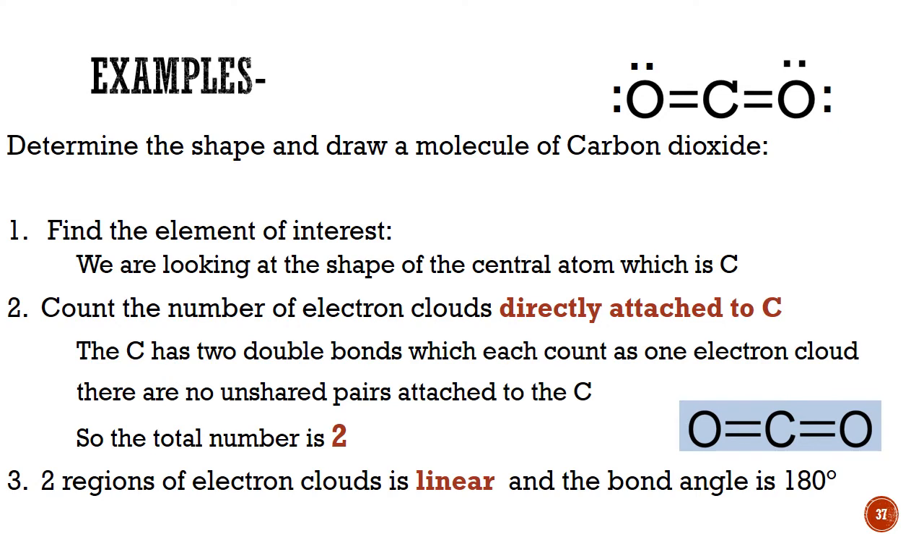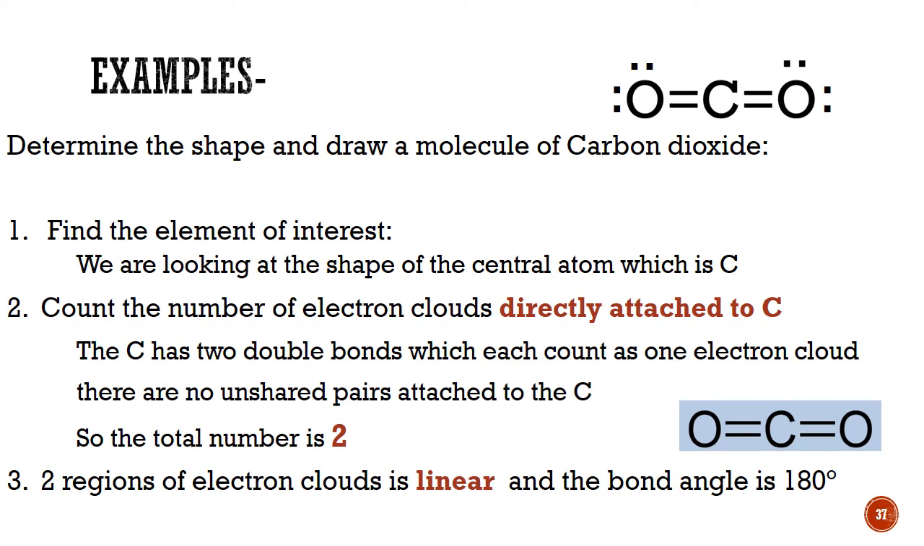If we look at CO2, we want to, first of all, find the element of interest. That's always the one in the center. So we're looking at the carbon. So we only want to look at electrons directly attached to the carbon. Count the number of electron clouds. Well, there's a double bond on the right, that's 1 cloud, and there's a double bond on the left, that's another cloud. Now we don't count any of the dots because they're only attached to the oxygen. So we're only looking at the central atom and what shape it is.